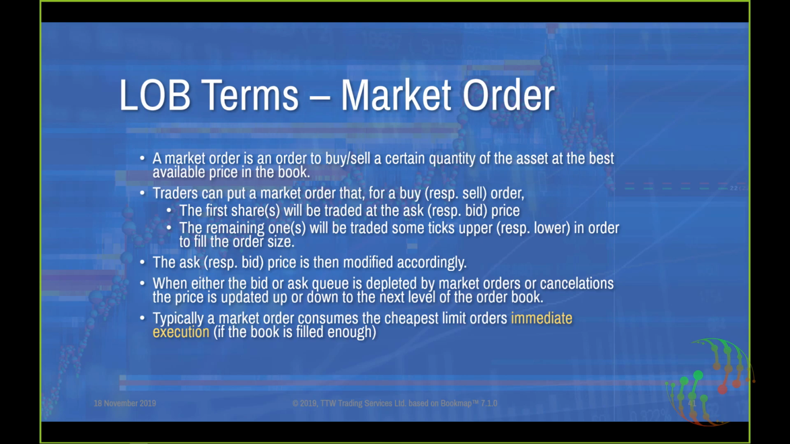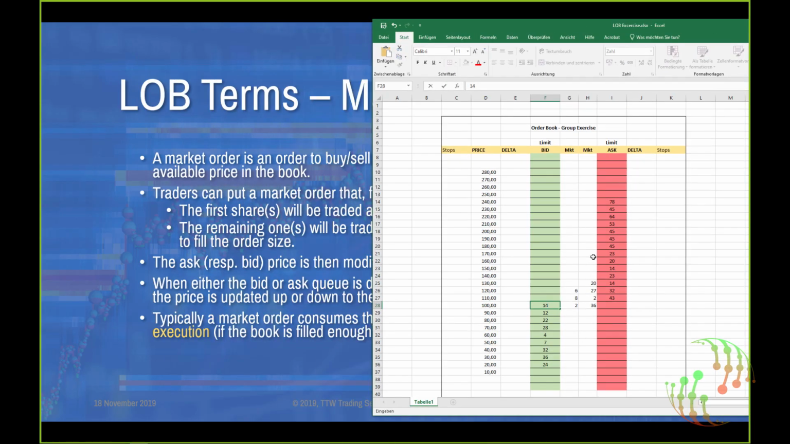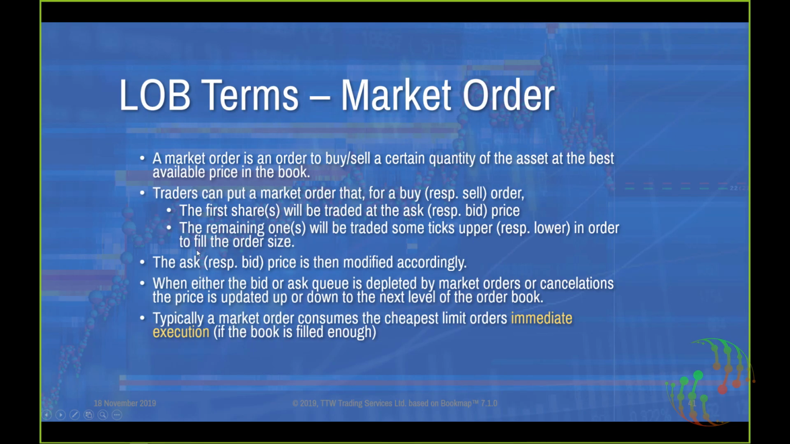Limit order book terminology. The market order is absolutely important. You have been the market order. You can remember this very easily. You have been the market orders here. We played only one direction here, just to see how this whole mechanic works. Traders can put in a market order, for a buy order or sell order. The first shares will be traded at the ask price or the best price. The remaining ones will be traded some ticks higher in order to fill the order size. The ask price is then modified accordingly. That's what we did here, very slowly, to calculate the traded numbers. But it's okay to do this now and then, to understand the whole mechanic.